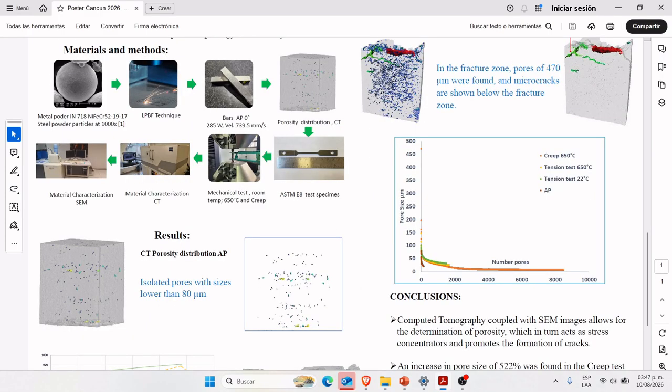The porosity distribution shows an increase in diameter size from 80 micrometers in the as-printed condition to 150 micrometers in the tension test at 650 degrees Celsius. Also, there is an increment in the number of pores from 150 in the as-printed condition to 8,453 in the creep test at 650 degrees Celsius.